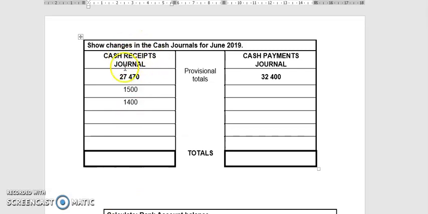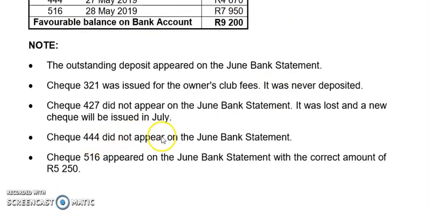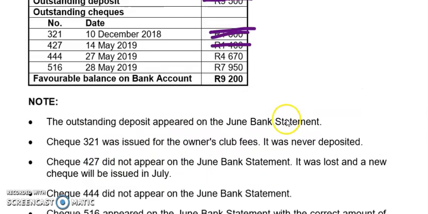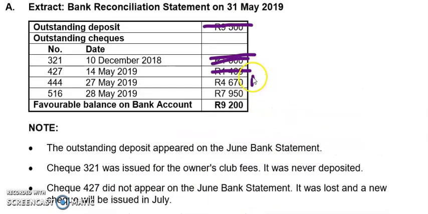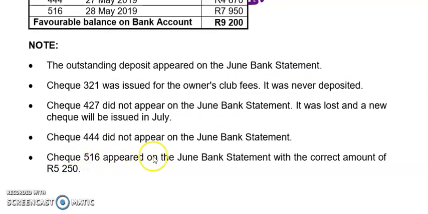Remember, cash receipts journal. This is the answer book that was given to me, and so we reverse that in the CRJ. Check 444 on the 27th of May, we're going to read on that, did not appear on the June bank statement. So carry it over, I write bank recon there, BR.